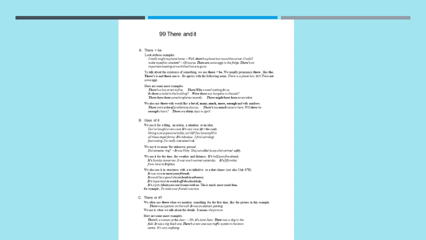Let's look at B, uses of it. We have discussed it quite a lot in the previous unit, and even in the introductory lecture. So I hope the usage of it is not new to you. We use it for a thing, an action, a situation, or an idea. You've bought a new coat. It's very nice. Skiing is an expensive hobby, isn't it? You have to fill in all these stupid forms. It's ridiculous. I find astrology fascinating. I'm really interested in it.